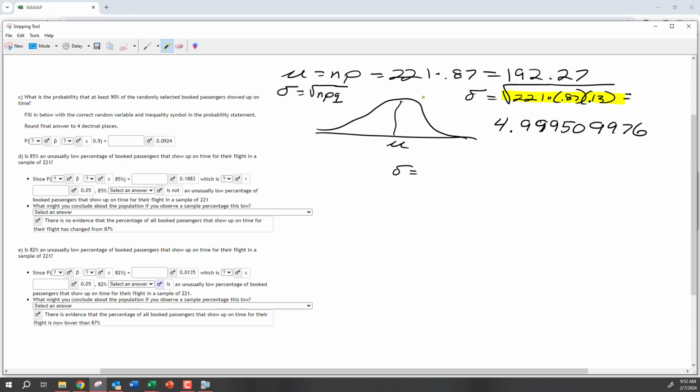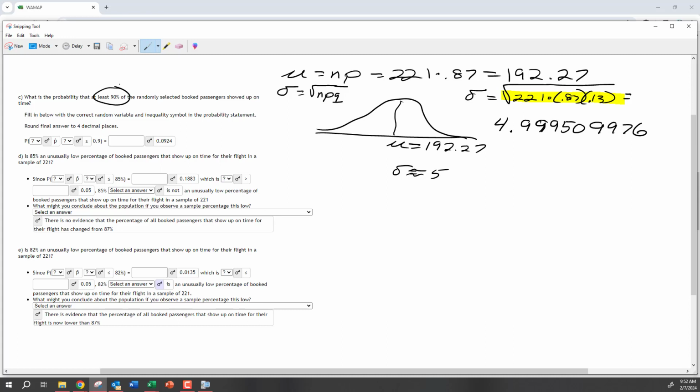Okay, but in any case, we did the mean, we did the standard deviation, so now we have the shape of our normal curve approximation with those two things, right? We now know that the mean is 192.27, and I'm just going to write the standard deviation as approximately 5. We're not going to use that, but I just don't want to have to write this big old number a million times.